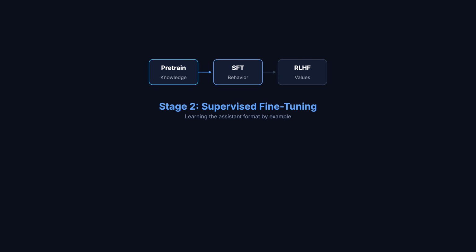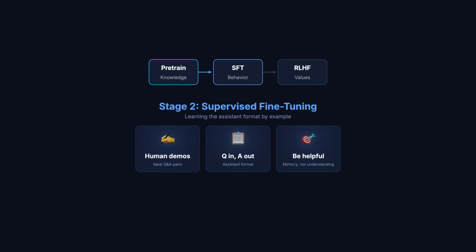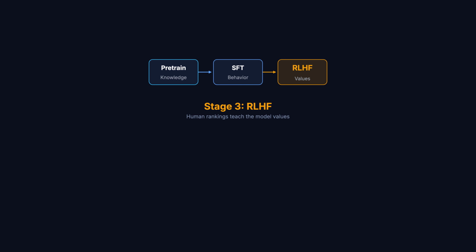Stage 2, Supervised Fine-Tuning, or SFT. This teaches the model the format of being an assistant. Question in, answer out, be helpful. The result? It follows the script, but it is imitation, not true comprehension.